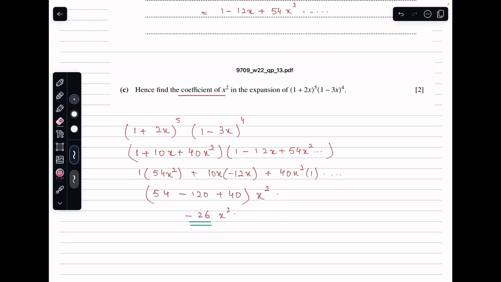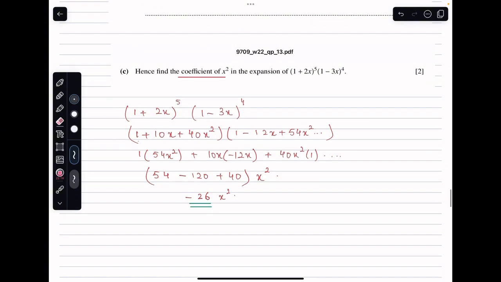So just to get the terms in x squared, I should say it's 1, which should get multiplied by 54x squared, 10x, which should get multiplied by negative 12x, and 40x squared multiplied by 1 here. So all the three terms have x squared with them. Therefore, it should be 54 minus 120 plus 40 x squared, and the answer here is going to be negative 26x squared. So this is how this question needed to be done here.